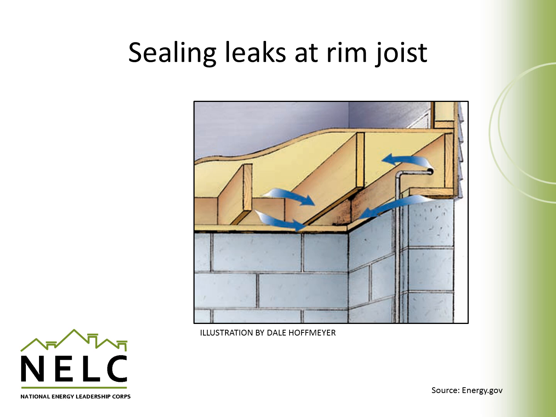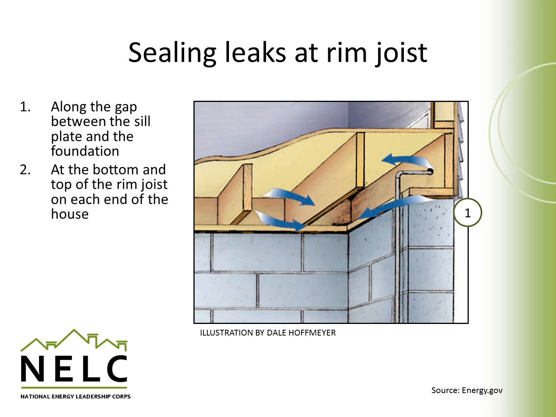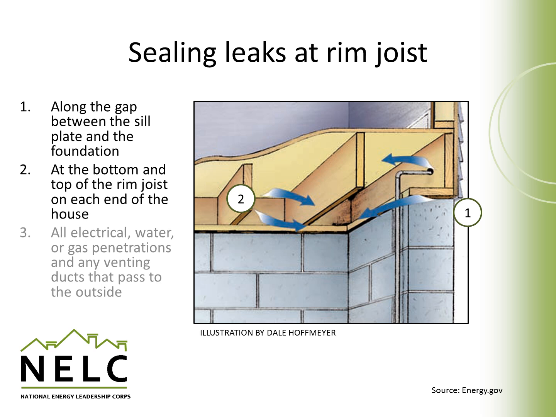The rim joist is another good place to check for leaks and also do some sealing. Along the gap in the perimeter of the house between the sill plate and the foundation, we could often have air gaps between those two different types of materials, and that's a good place to add some caulk or sealant. Between the top and bottom of the rim joist is another good place to check for leaks and seal up. And penetrations for electrical and water and gas pipes are commonly made at the rim joist because it's a pretty easy place to drill a hole. And these are also places that should be sealed.